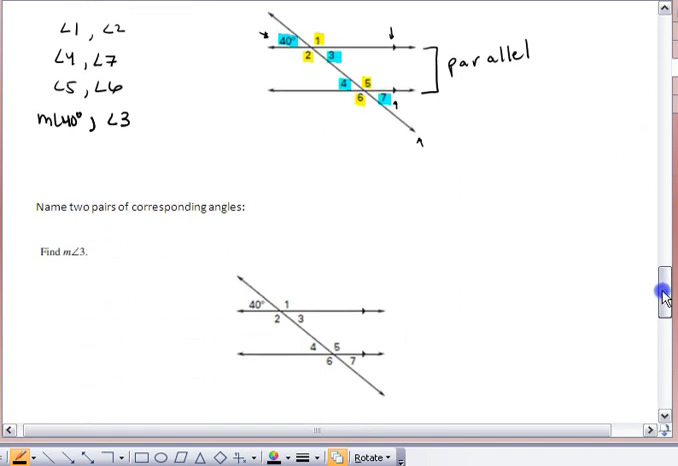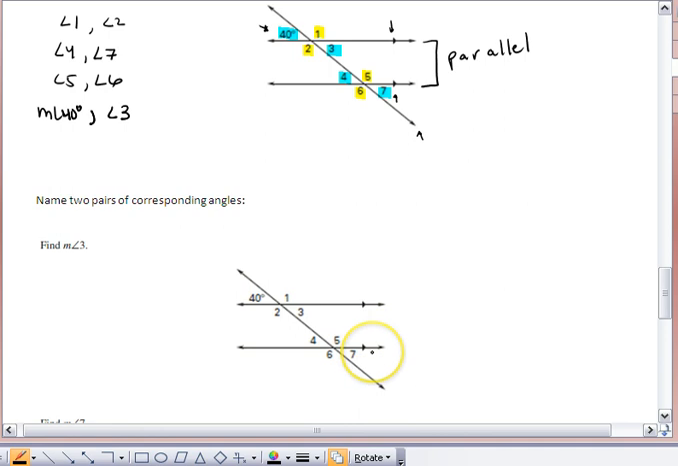Now here's the same diagram again. Again, we have the two parallel lines here. And this time it's saying name two pairs of corresponding angles. Let's find our corresponding angles first. This angle and this angle are corresponding. And what's cool about the fact that these two lines are parallel is that when the lines are parallel, the corresponding angles are equal. So if this is 40 degrees, the angle that is corresponding to it, or this one, is also 40 degrees. So that's pretty cool.